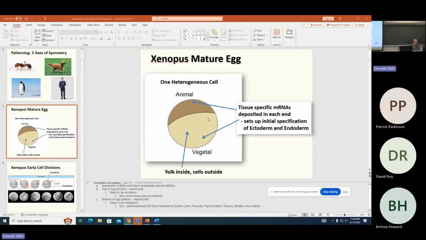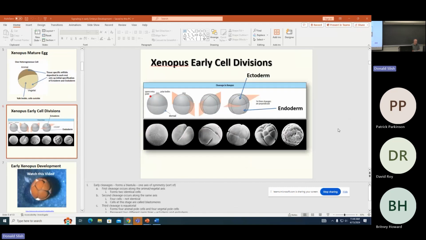So we still don't have anything here to help us move around. So we'll get there eventually. That's what this lecture is about. It's like, how do we get mesoderm and how do we gastrulate?